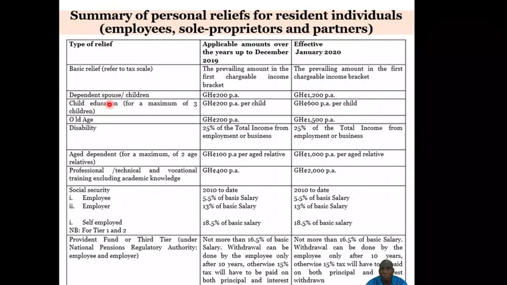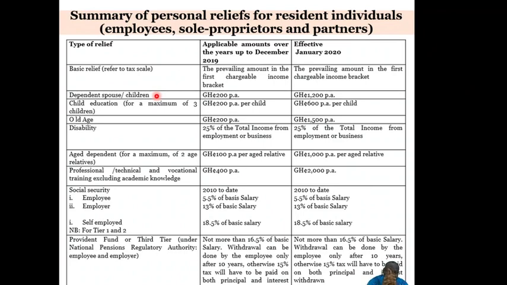dependent spouse / children relief. We used to call this marriage / responsibility relief, but now it is called dependent spouse / children relief. This relief is available to employees who are married. Once you are married, you have a spouse. It can be a husband, it can be a wife. So you qualify for the relief, and the figure is 200 Ghana cedis for the whole year. That's up to December 2019.